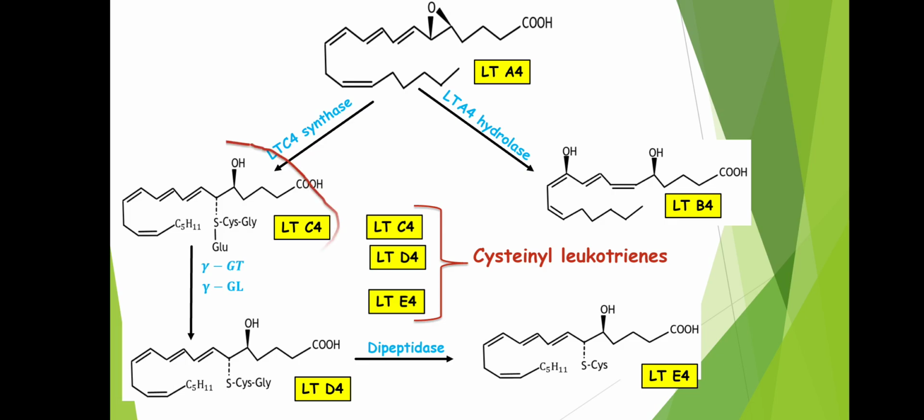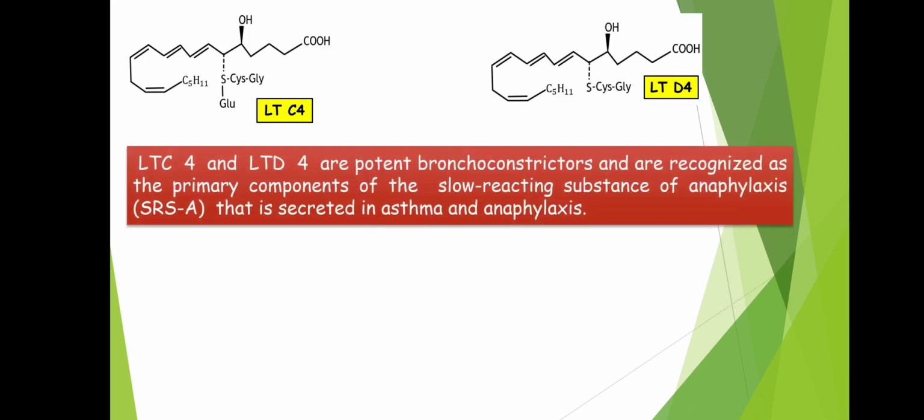Next, about LTC4 and LTD4. LTC4 and LTD4 are potent bronchoconstrictors and are recognized as the primary component of the slow reacting substance of anaphylaxis, that is secreted in asthma and anaphylaxis.